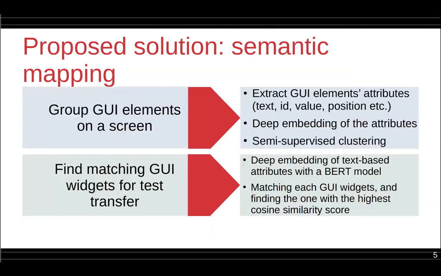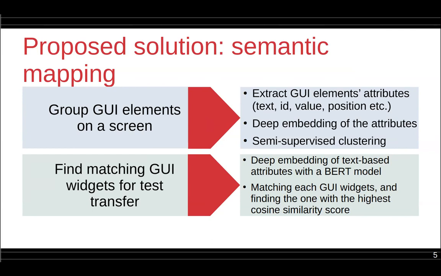So how exactly can it be done? My task of test transferring can be broken down into several steps. It is done using Selenium WebDriver. Once we have a web application in Selenium WebDriver, the solution first parses HTML and extracts all graphical user elements' XPath and their corresponding attributes. For example, such attributes could be text, IDs, values, their position. And for images, there could be alternative text.